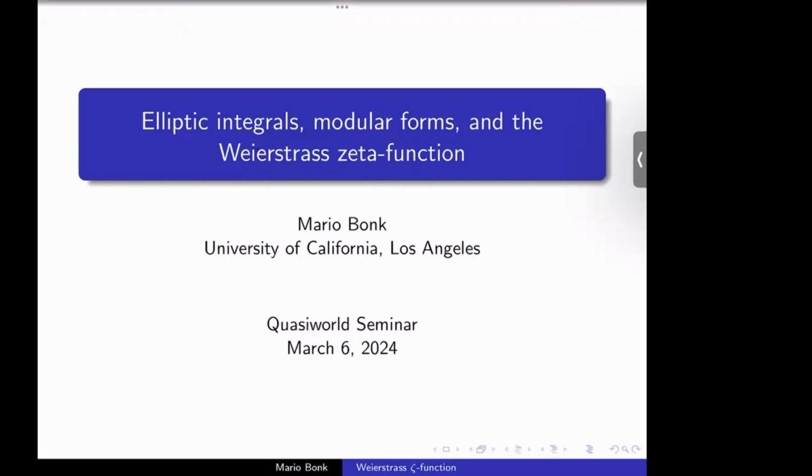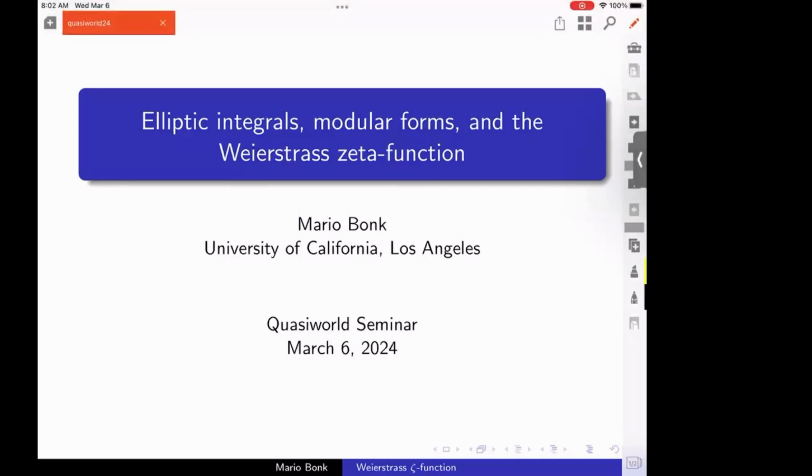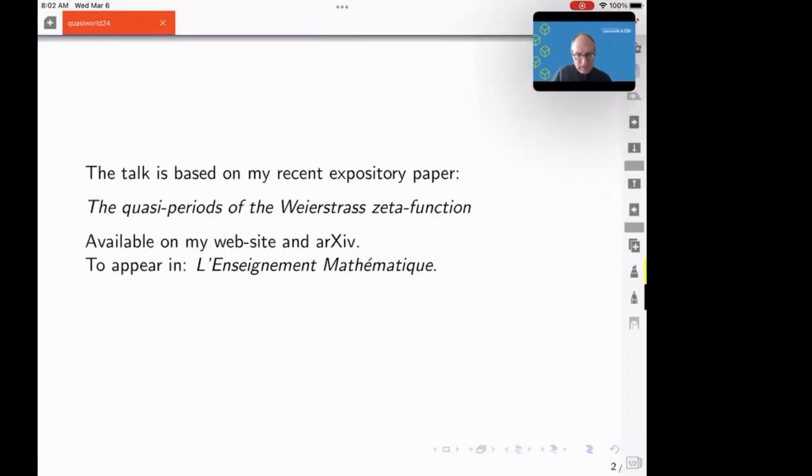All right, so let's start at the beginning. Let me give you a quick outline of what is going on. My talk is based on a recent paper that I wrote about the quasi-periods of the Weierstrass zeta function. You can find this paper either on my website or on arXiv, and it will appear in a Swiss journal, L'Enseignement Mathématique. So let me give you an overview of what I want to talk about today.